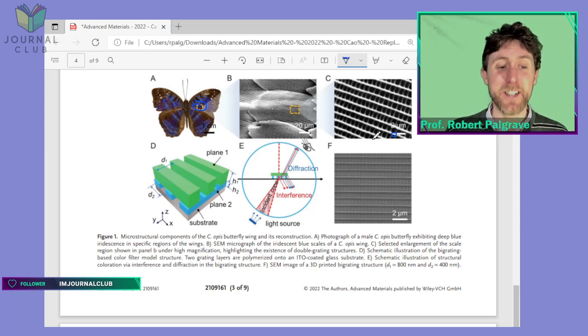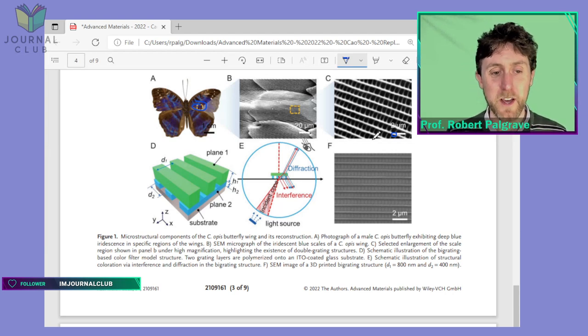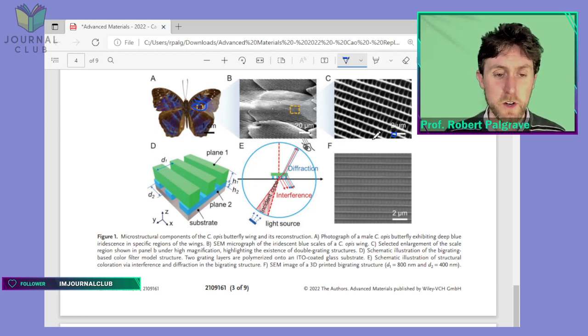And there's so much else that the butterfly does, which we're not even close to. So that's the kind of humbling part, I think, of looking at these bio-inspired materials. That's how I always feel when you look at what nature can do, and we struggle to replicate even a part of that.